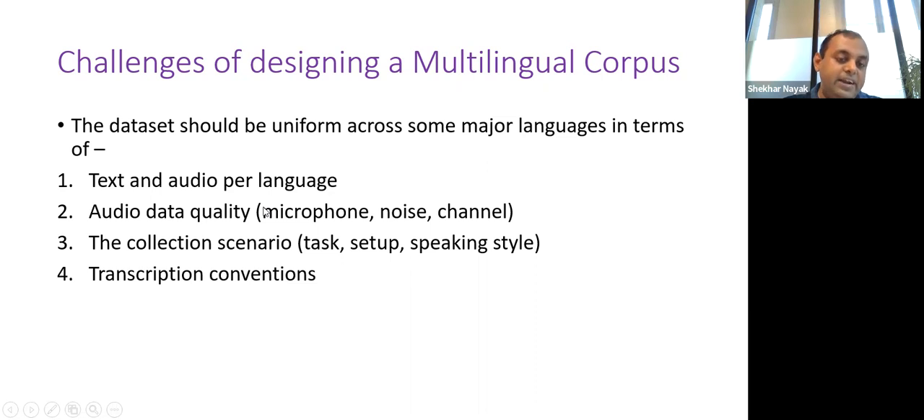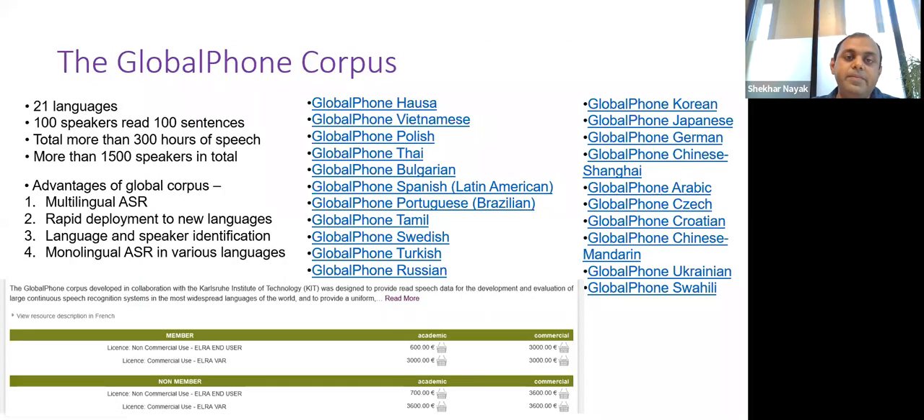The audio data quality should also be similar, like the kind of microphone you are using, what kind of channel is there, and then the speaking style should be the same. If you are making the speakers read the sentences, it's a different style. If somebody is speaking extempore, then it's a different speaking style. Conversation is another speaking style. So it should be similar across languages, and the transcription conventions also should be similar.